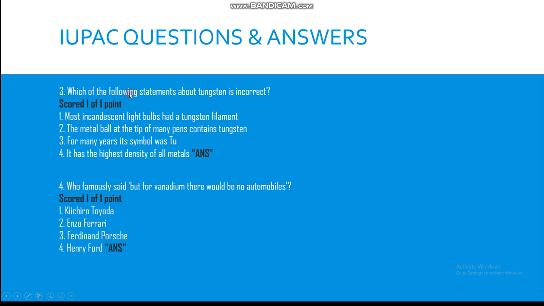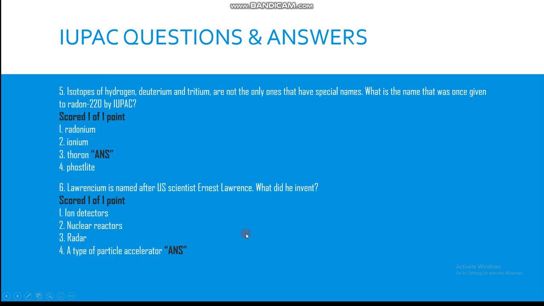Number three, which of the following statements about tungsten is incorrect? It has the highest density of all metals. Number four, who famously said, but for vanadium there would be no atom pairs? Henry Ford. I think it's a joke.